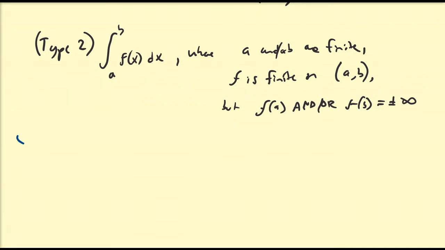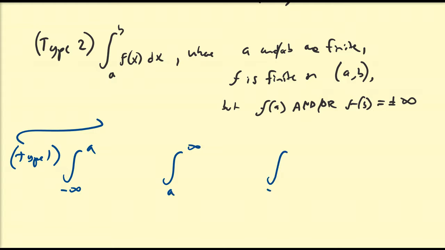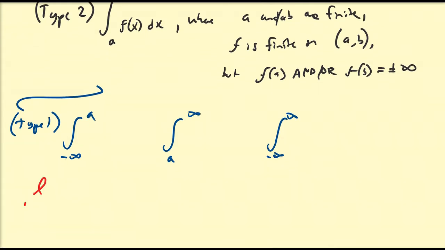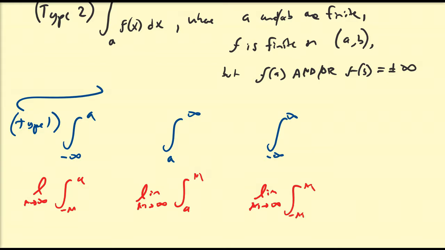So remember, for type 1, we had the integral from minus infinity to a, the integral from a to infinity, and also the integral from minus infinity to infinity. What we did was take the limit as m goes to infinity of the integral from minus m to a. For the second, the limit as m goes to infinity of the integral from a to m. And for the third, the limit as m goes to infinity of minus m to m. And let's assume all these functions are integrable functions.